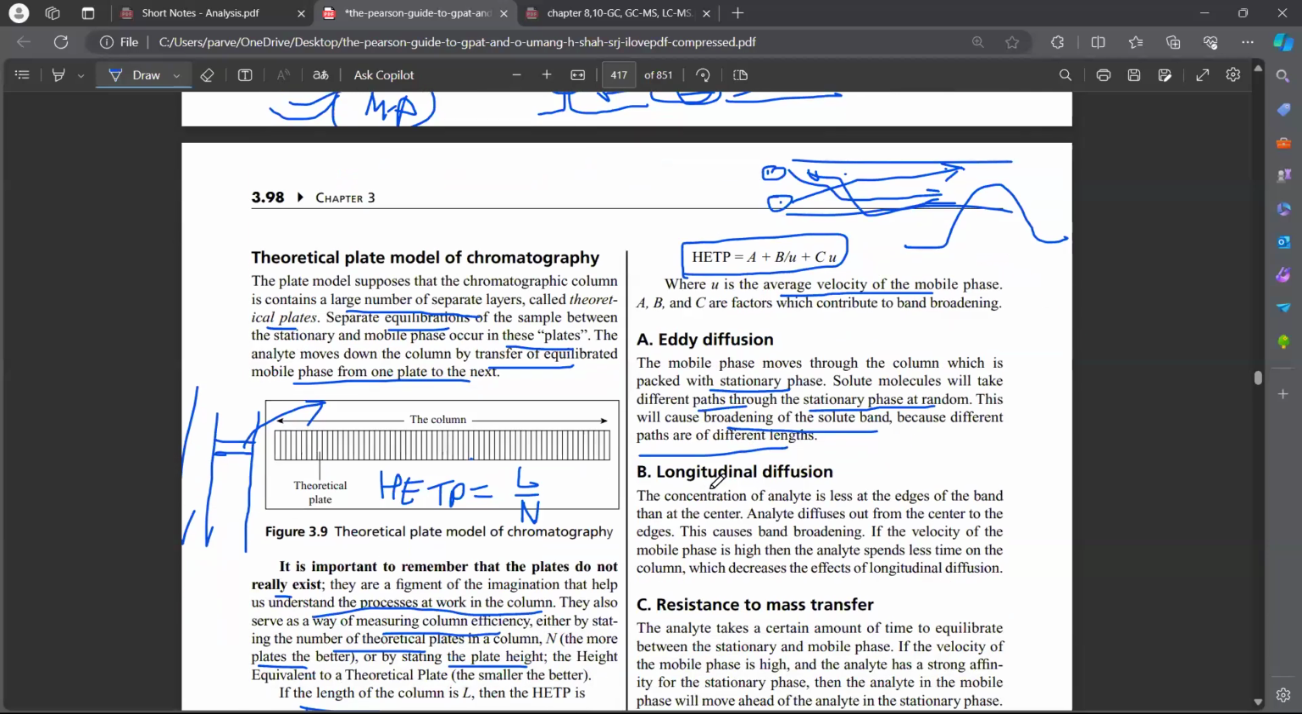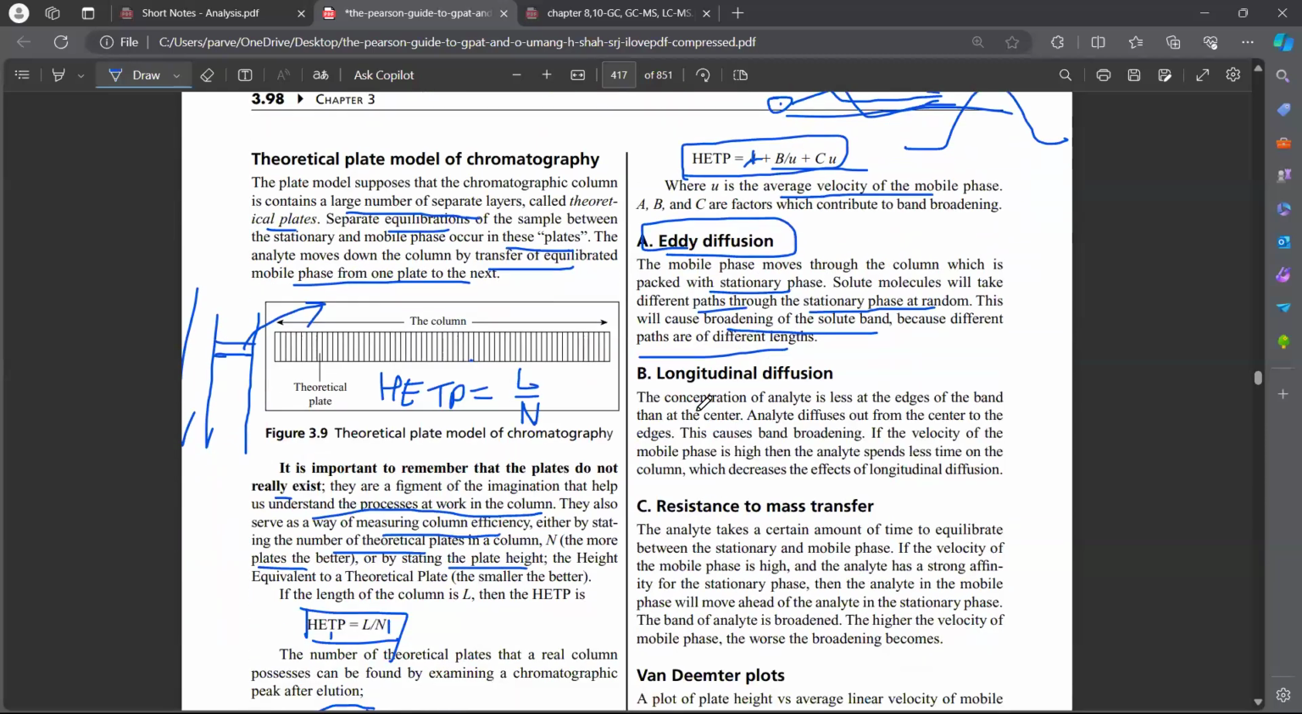So basically, the eddy diffusion is considered as zero in gas chromatography. So for gas chromatography, we remove the A term, and the equation becomes B by U plus CU. Next one is the longitudinal diffusion.